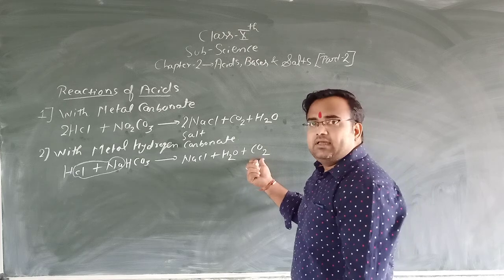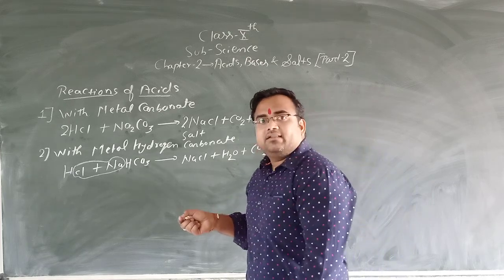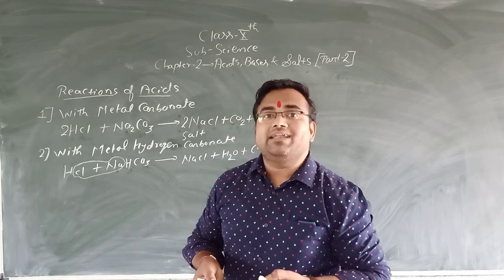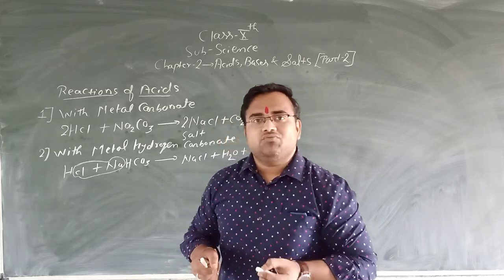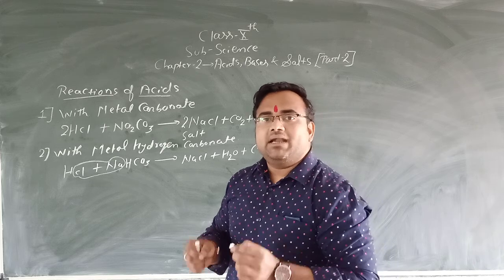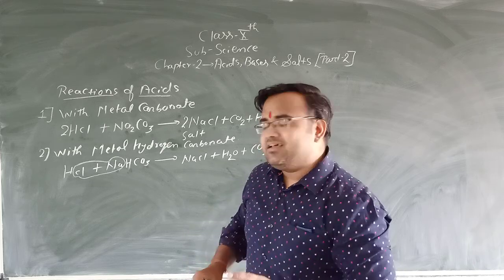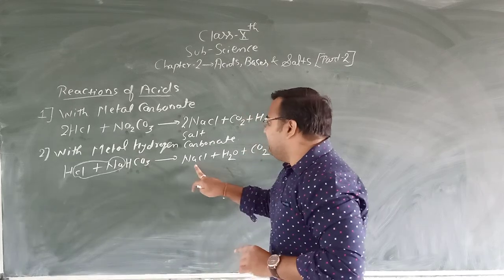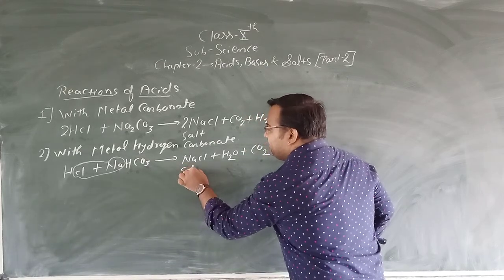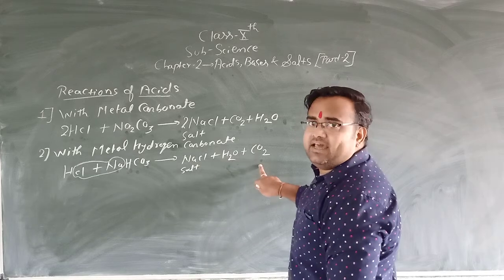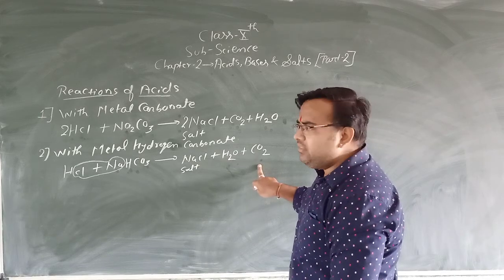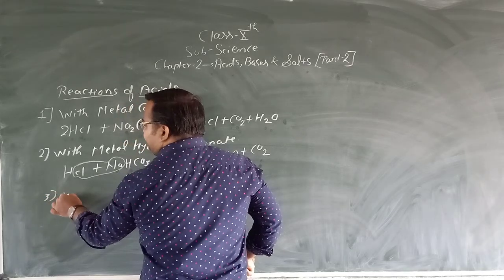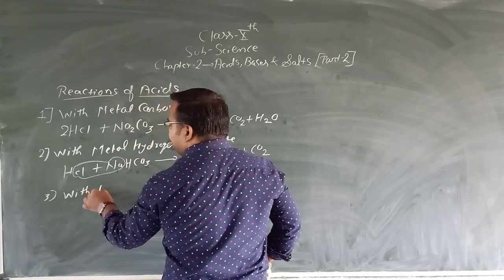Now the question can be asked like this: what happens when acids are treated with metal hydrogen carbonates? The answer will be, if the acids are treated with metal hydrogen carbonates, it will give salt, that is NaCl, water and carbon dioxide. The third reaction of acid is the reaction of acids with metal.